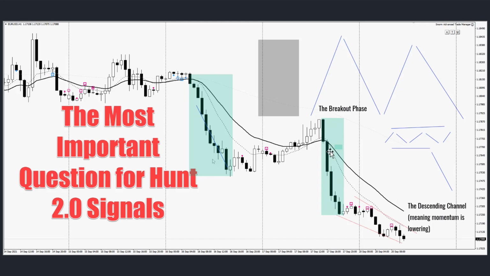Here you have a breakout. You have strong bear candles, hardly any wicks, no bull candles in there. So if you were buying in this area, you're going to lose money, right? If you sell in this area, you're going to make money.